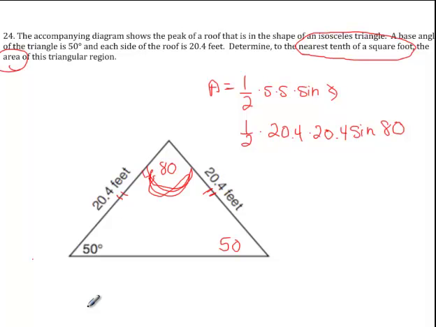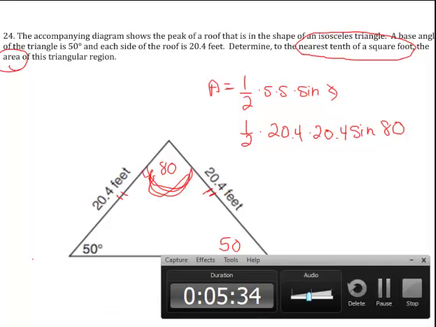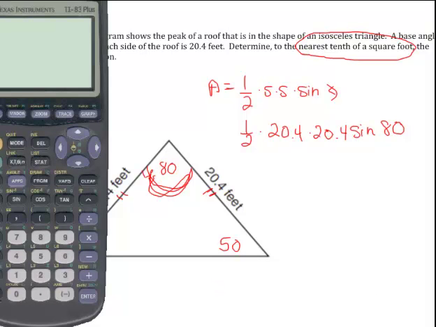Now I just have to get out my calculator, and I just have to enter it in. 0.5 times 20.4, and I'm going to square that, because there's two of them, times the sine of 80. Area equals 204.9187, and since it said round to the nearest tenth, that's a 1, so that's going to stay a 9. So there's my answer.